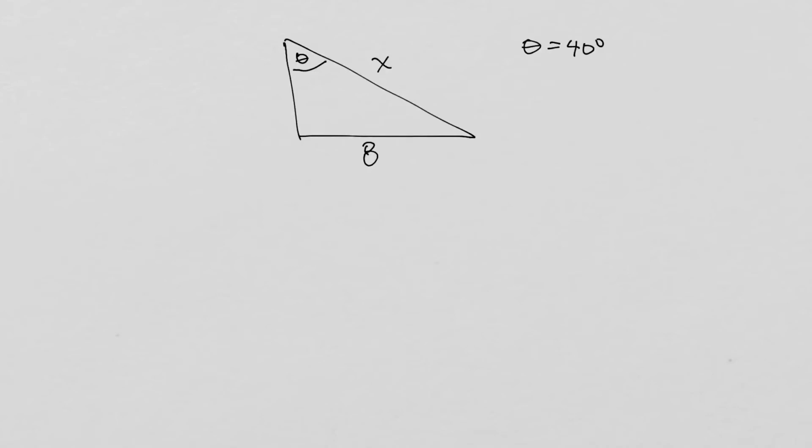So if I want to figure out what x is going to be, if you look at theta, I am dealing with the opposite side and the hypotenuse. So again, if you go back to your SOHCAHTOA, which deals with the opposite side and the hypotenuse, that's the sine function.